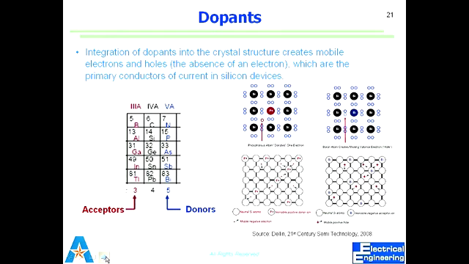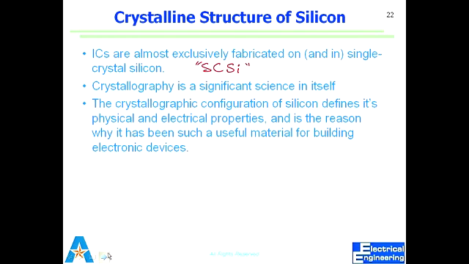So group 3 are acceptors, group 5 are donors. And again, in terms of electrons, group 3 accept electrons, group 5 donate electrons. So it's repetition, of course.